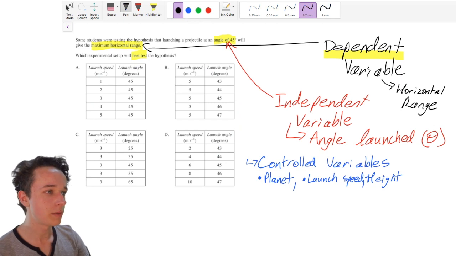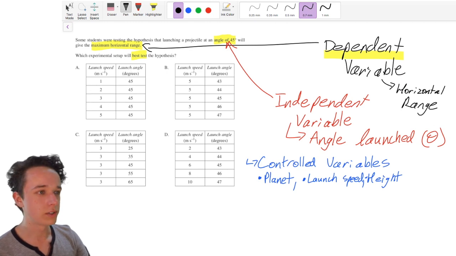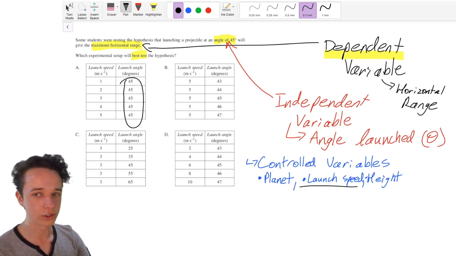Okay, experimental setup A, launch speed. So the launch speed is being varied. So right away, no, because the launch speed should be a controlled variable, right? We wrote down here, it should be a controlled variable. And we can also look at the launch angle, and the launch angle isn't changing. So you're only testing the 45-degree launch angle. And if you're only testing the 45-degree launch angle, then you don't have anything to compare it to, right? So that completely defeats the purpose of the experiment.